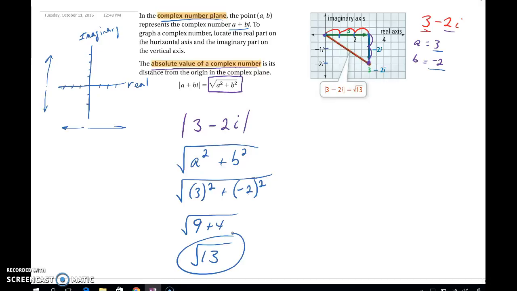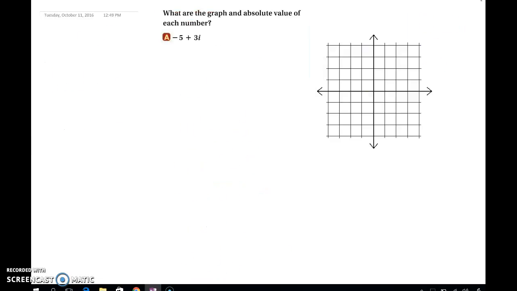All right, so the absolute value of a plus bi is equal to the square root of a squared plus b squared, or in this case, the square root of 13. All right, so there's one more example that we're going to go over, and then we're done with this video. Here you're asked to both graph and find the absolute value.